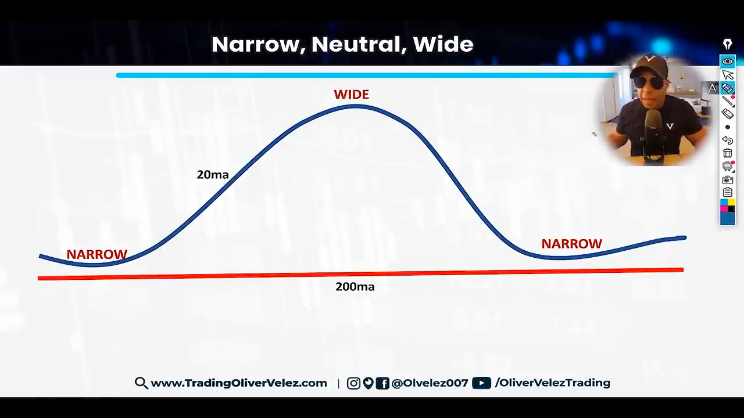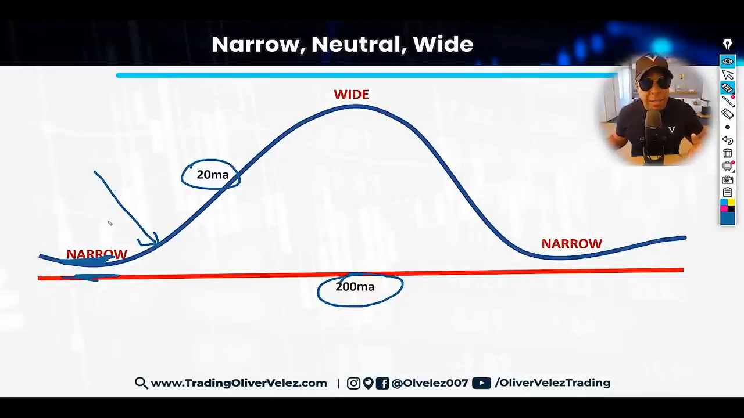So let's go over this again. I want you to assume that this is the 20-period moving average. This is the 200-period moving average. When your 20 and your 200 are relatively close together, they don't have to be touching, and preferably when your 20-period moving average is laying on its back, that's the best.